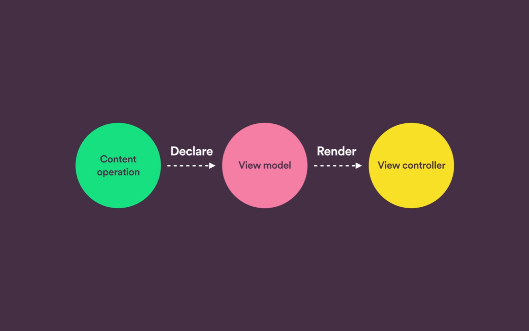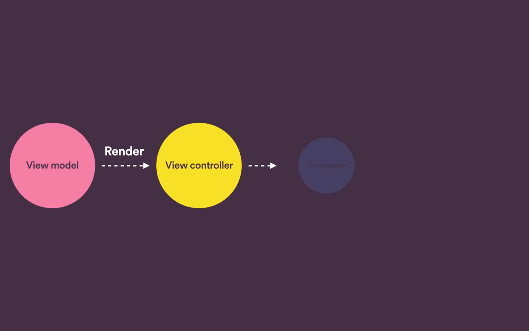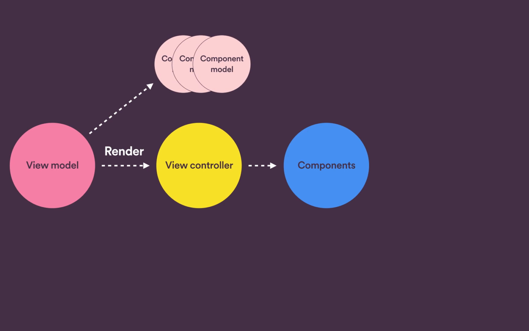Now, in the first episode, we talked about content operations and how you can use them to declare the view models that you want to render in Hub Framework provided view controllers. In this episode, we're going to take a closer look at those view controllers and the components that they are made up of. So all the UI in a Hub Framework view is represented by components, and those components are rendered using component models that are included in the view model. Each of these component models will be mapped to a component implementation by the framework.